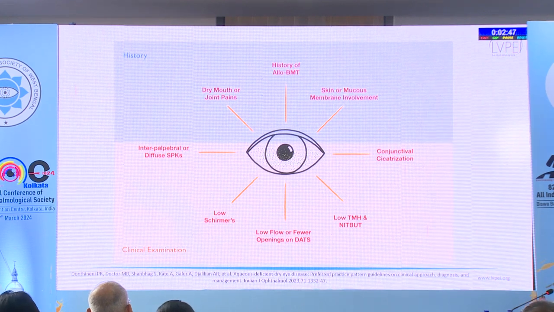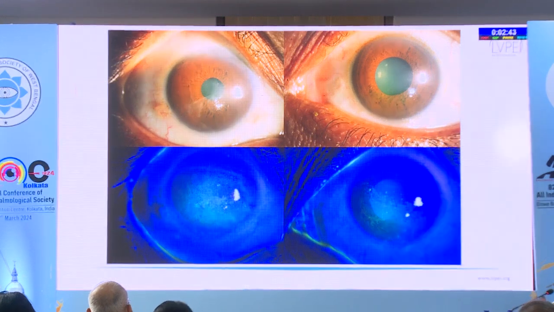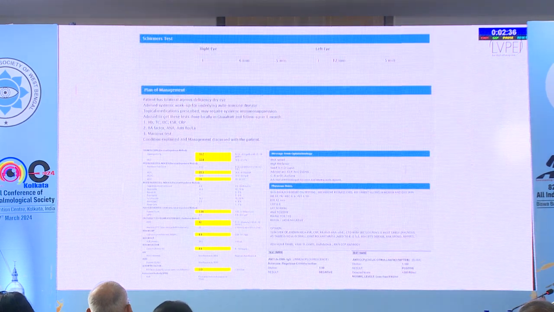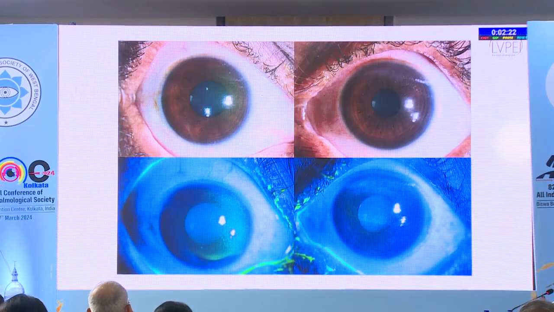And typically they will have low Schirmer's, low DATS, and low TMH and NIDBUT. So this is typically what a patient of Sjogren's looks like: interpalpebral staining, low Schirmer's, low DATS. And if you send the patient to a rheumatologist and investigate, then you will find that they are serologically positive for something. In this specific case, the patient had rheumatoid arthritis, anti-CCP was positive, rheumatoid factor was elevated, ANA was positive, and the patient was put on systemic medication for the same.